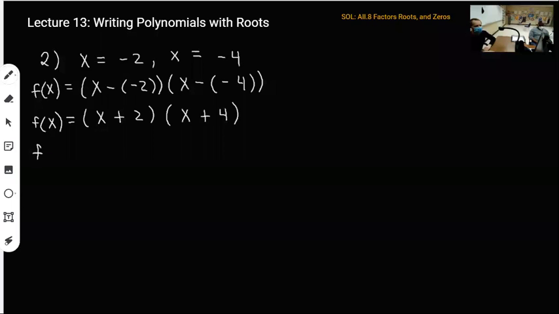Okay. So my function is going to be x times x. Those are my first two terms. I get x squared. I do the outer two terms, x and 4. That's going to give me 4x. The inner two terms are 2 and x, so that'll give me 2x. That'll definitely combine with the 4x right here. And then my last two terms are 2 and 4. And if I multiply those, I get 8.